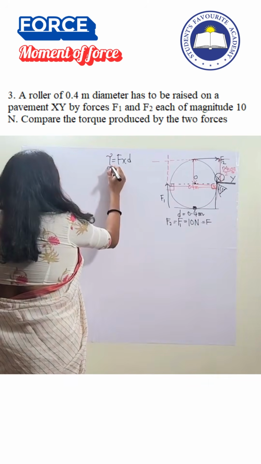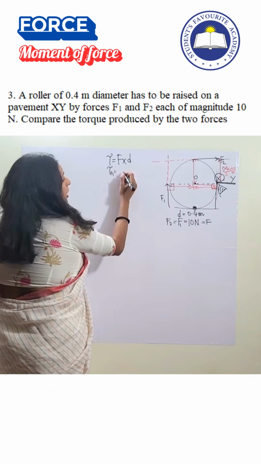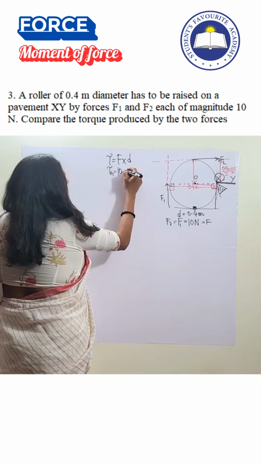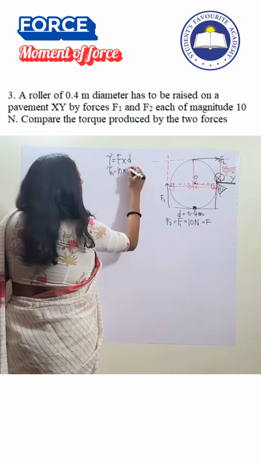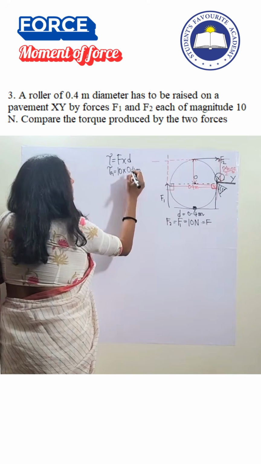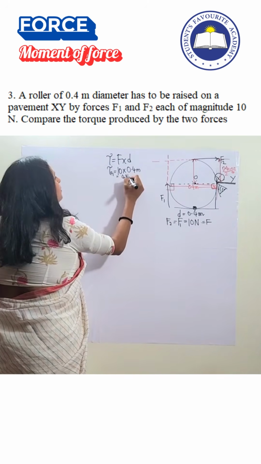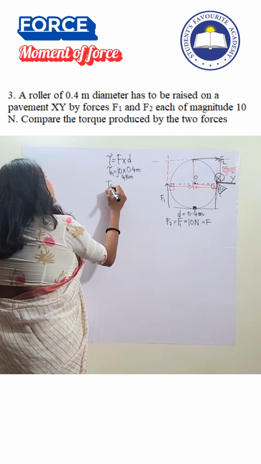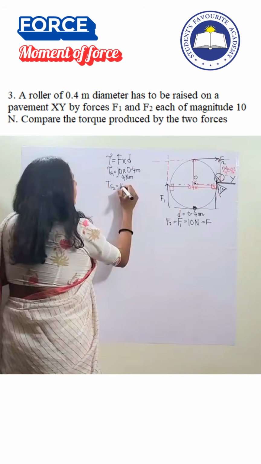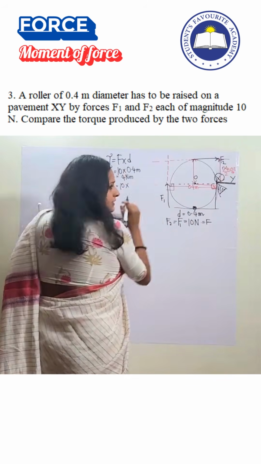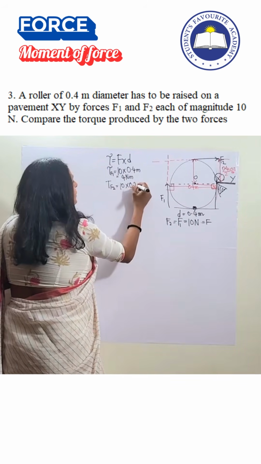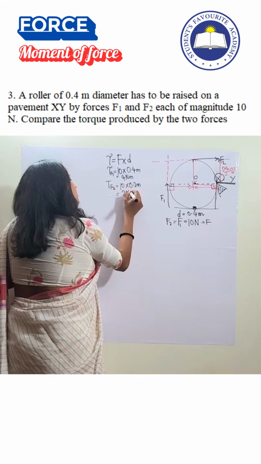So torque due to F1 will be how much? F1, which is 10 Newton, into the distance from the pivot, which is 0.4 meter. So this is going to be 4 Newton meter. And torque due to F2 will be 10 into, what is the shortest distance or the perpendicular distance? 0.2 meter. That will be 2 Newton meter.